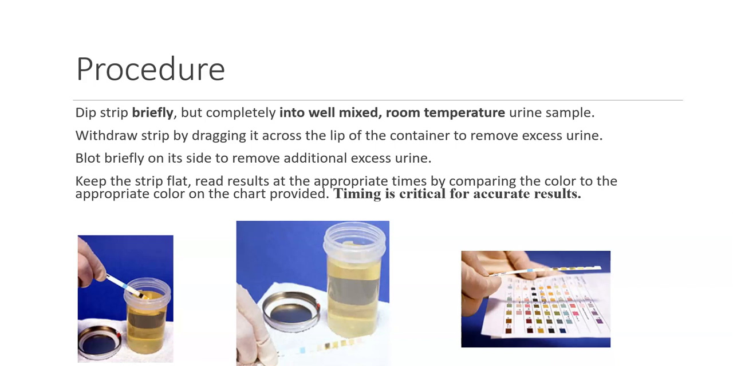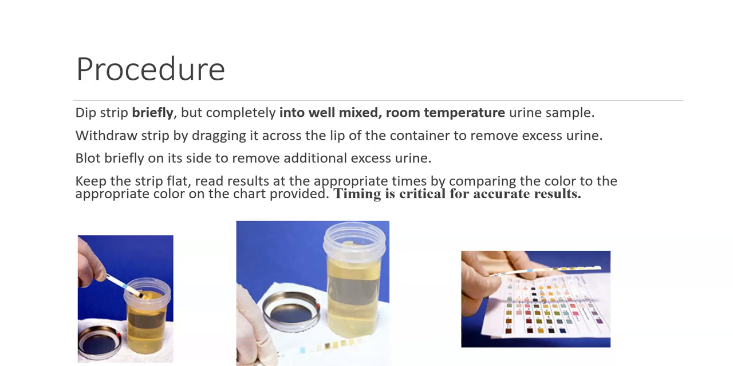You withdraw the strip by dragging it across the lip of the container, which is the initial removal of excess urine. Then you finish removing the excess urine by blotting the strip briefly on its side. I was watching someone perform this test, and they turned the strip downward and pressed on it. I said, you can't do that, because all the chemicals then were leaching into the paper towel, and that would cause an inaccurate result. You need to do the blotting by holding the strip on its side. Keep the strip flat.